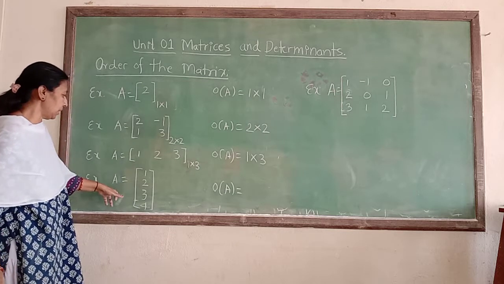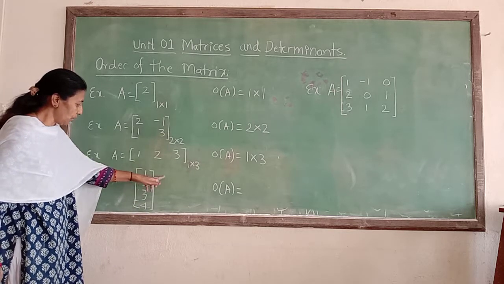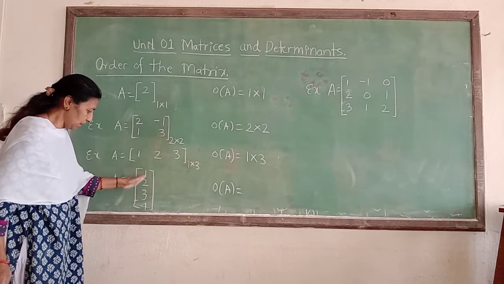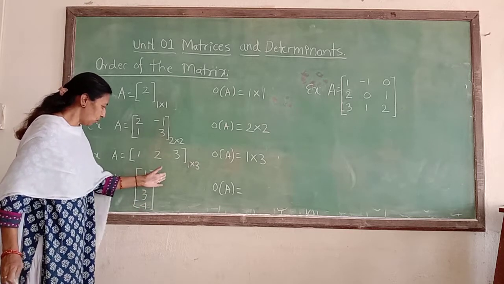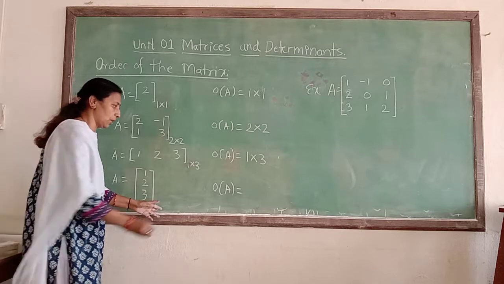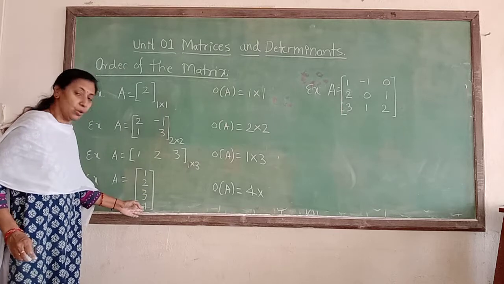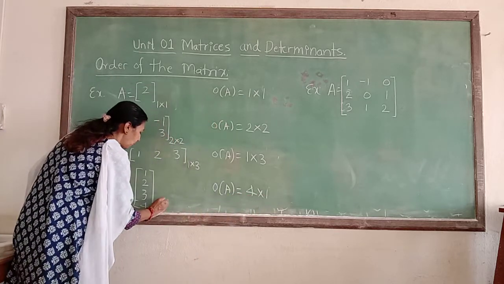In this example, how many rows and how many columns do we see? The rows are the first row, second row, third row, and fourth row. So there are 4 rows. How many columns? Only 1 column is there. So the order is 4 by 1.